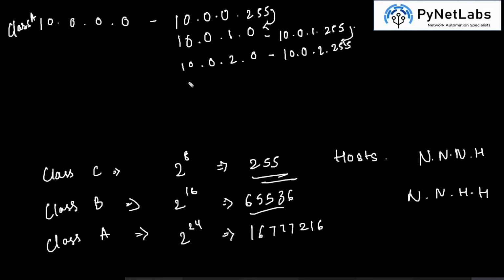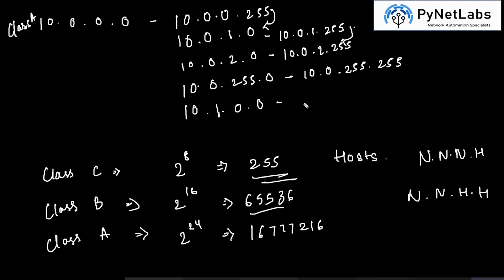Now imagine the same thing going from 10.0.255.0 to 10.0.255.255. Now what will be the next IP address? In this case, the third octet will turn to 1.255. Okay, so now the third octet will start changing.